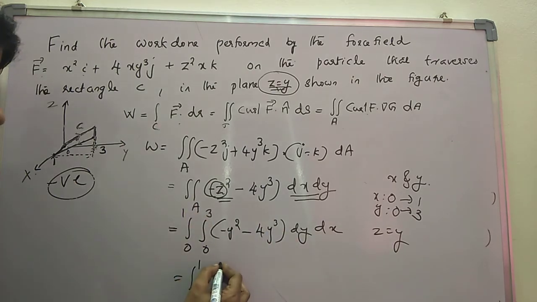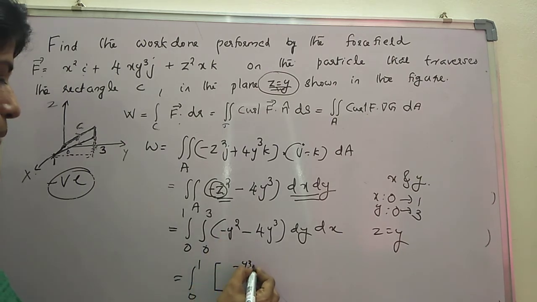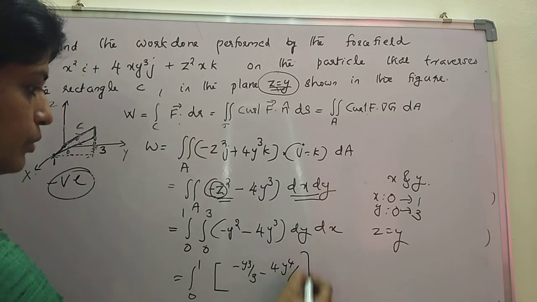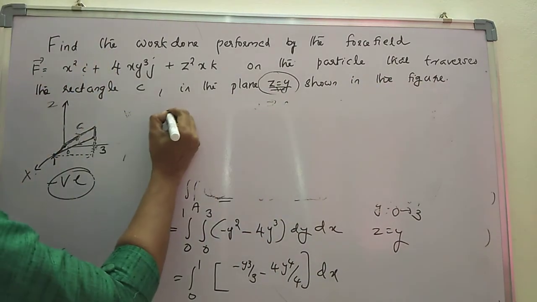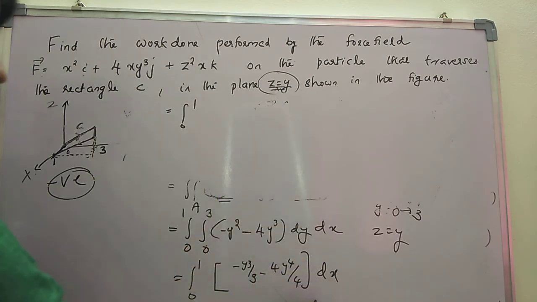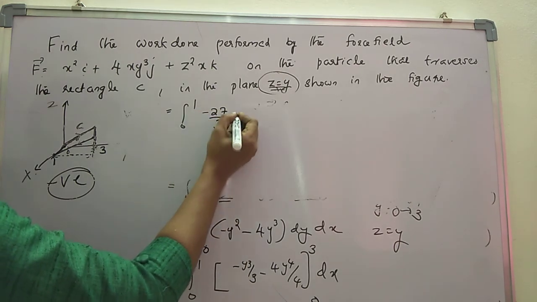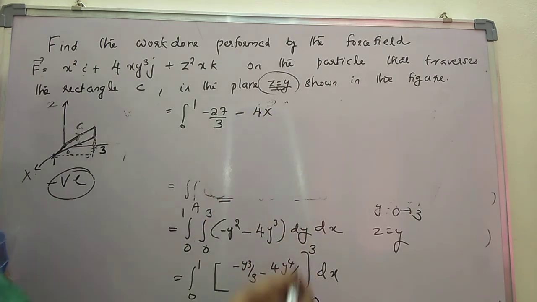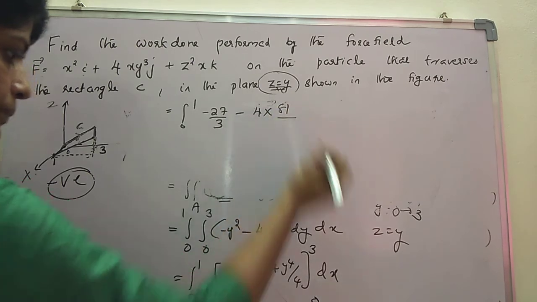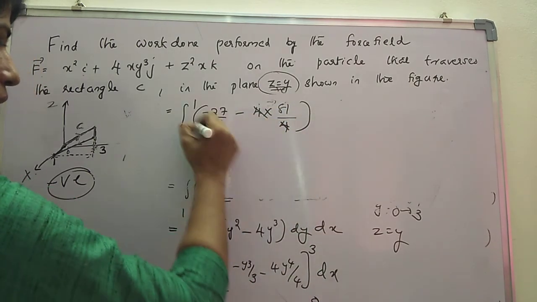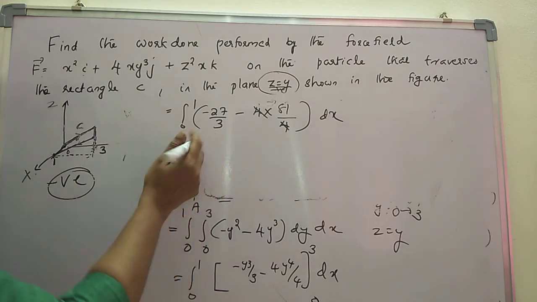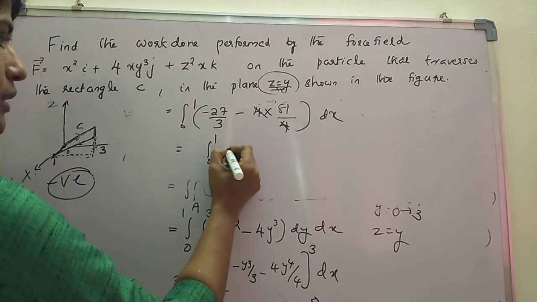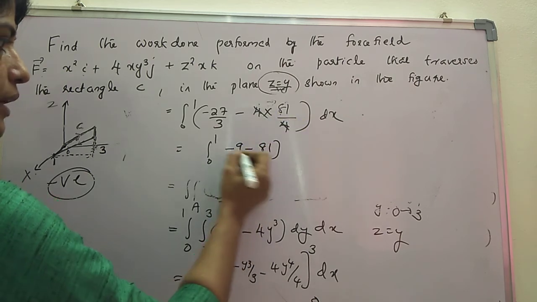So integral 0 to 1, then integral 0 to 3, let us integrate this: minus y cube by 3 minus 4y raised to 4 by 4, dx. Then we have integral 0 to 1 of minus y cube by 3, the limit is 0 to 3. Taking the limit, 27 minus 27 by 3, minus 4 into y raised to 4, that is 81 by 4. The 4 and 4 cancel, so it is 81 dx, isn't it? The lower limit is 0, so you will get 27 by 3, that is equal to the integral 0 to 1 of 27 by 3, which is minus 9, minus 81, dx.